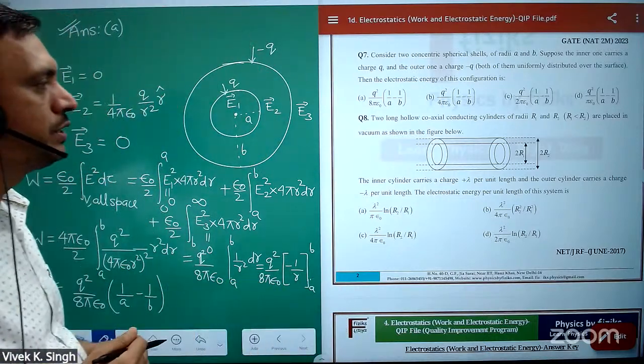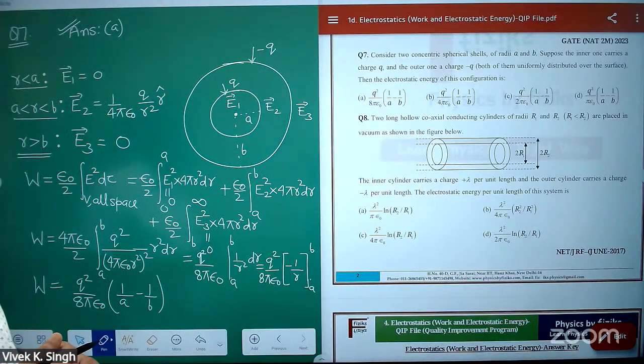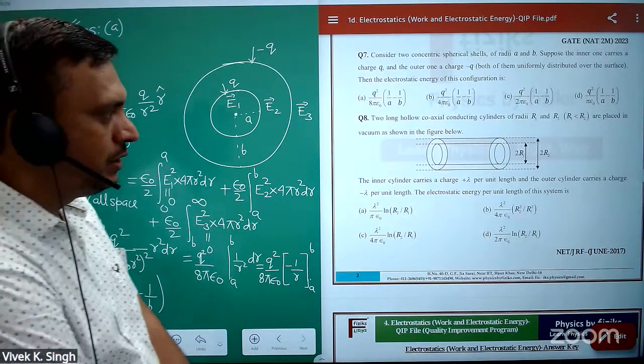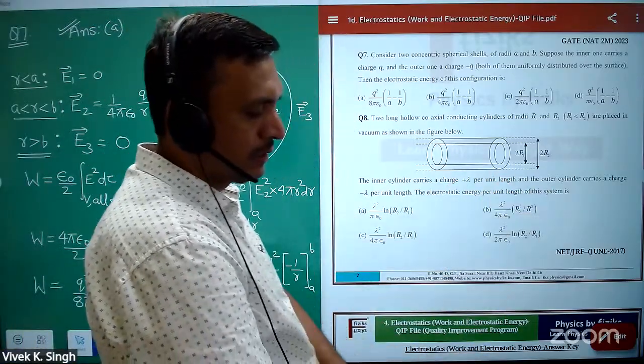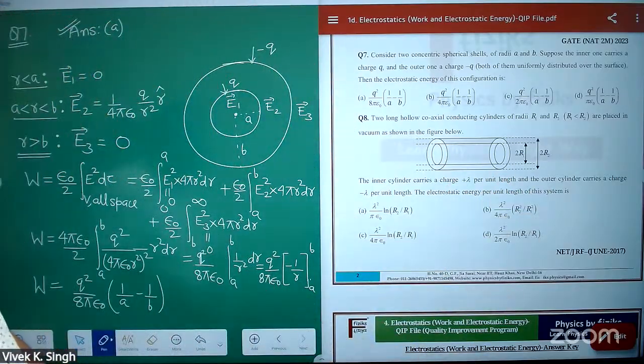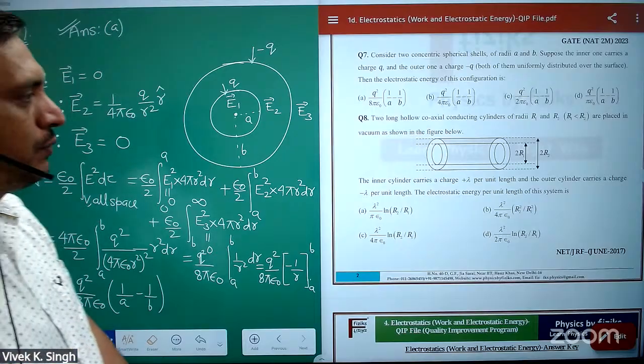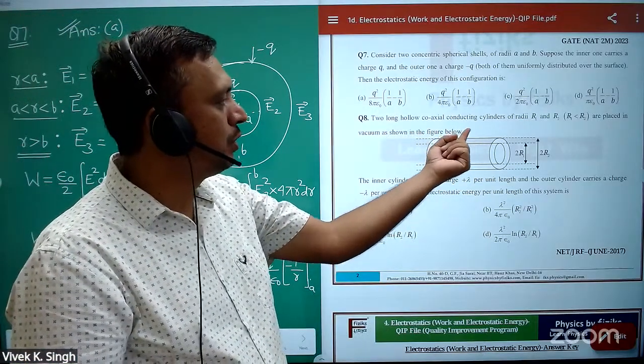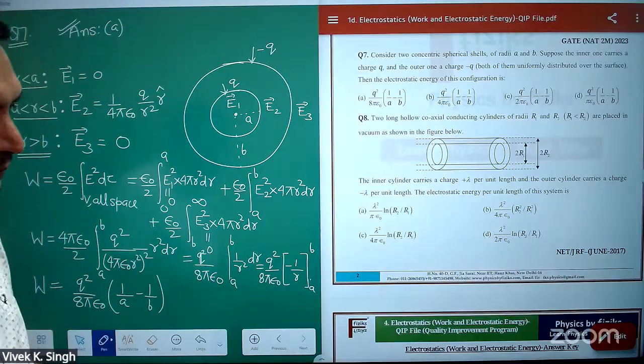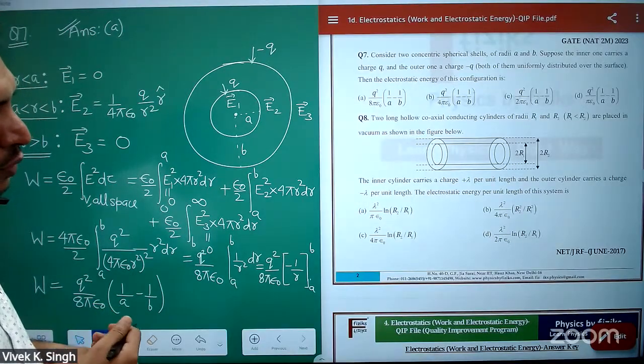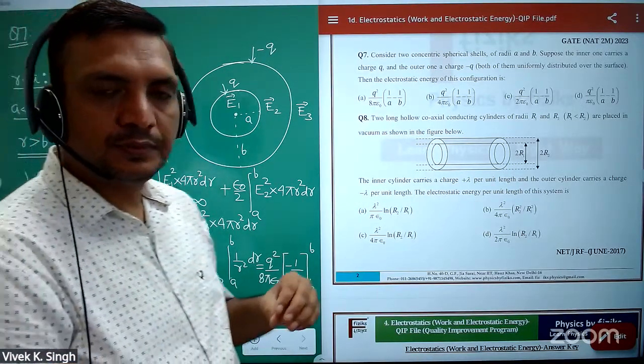Now solve question number 8. So you have to find electrostatic energy per unit length of the system. It's a very long cylinder. Inner one carries charge plus lambda and outer one carries minus lambda. So you know field due to long wire. It's a case of a long wire.